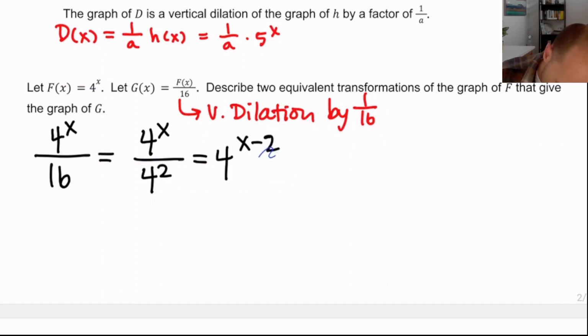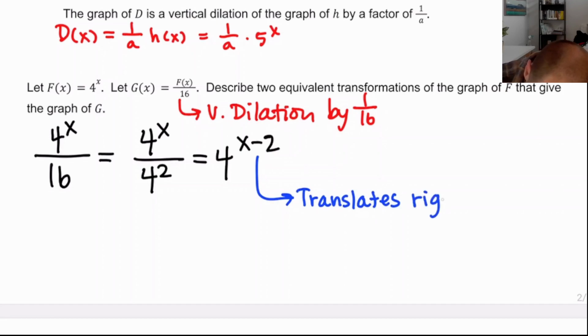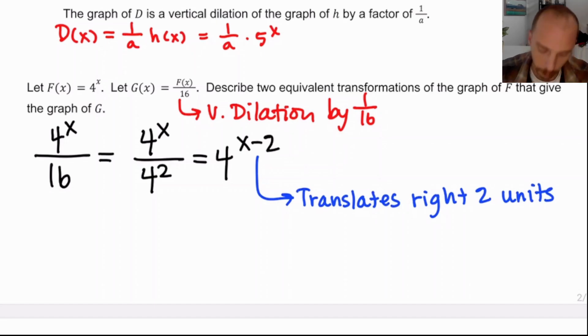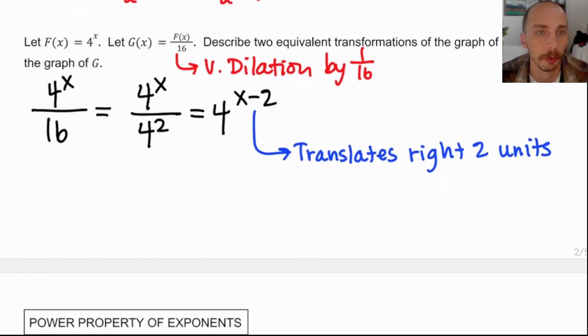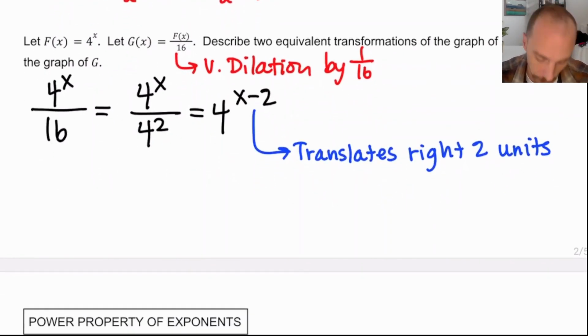So from there, that would look like a translation of the graph of y equals 4 to the x. So I would say translates right 2 units. And so the red descriptor and the blue descriptor, these are two equivalent transformations of the graph of f that both give the graph of g.